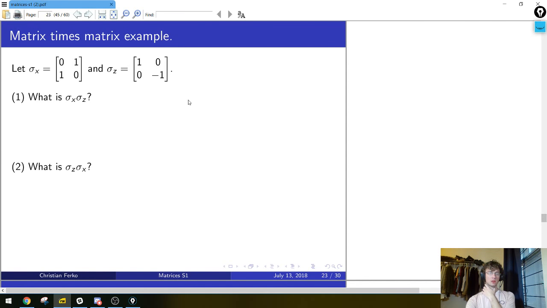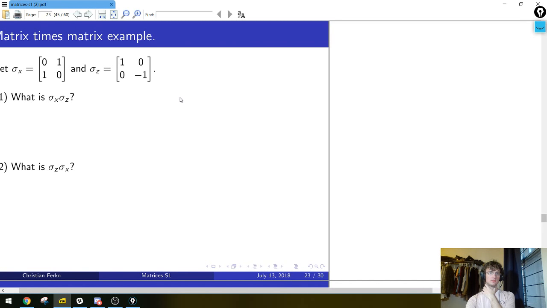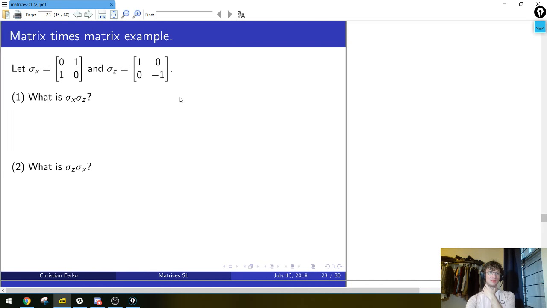So is it the case that multiplying 2 matrices will result in a matrix that is of the same size as the smaller one? Not always.